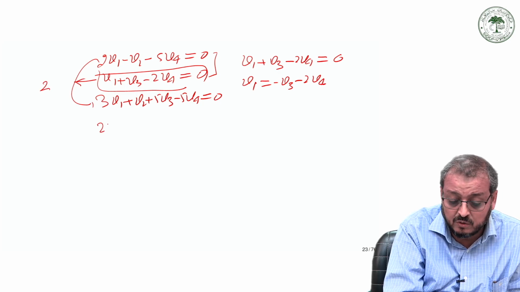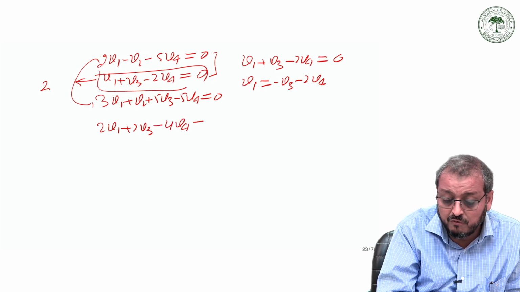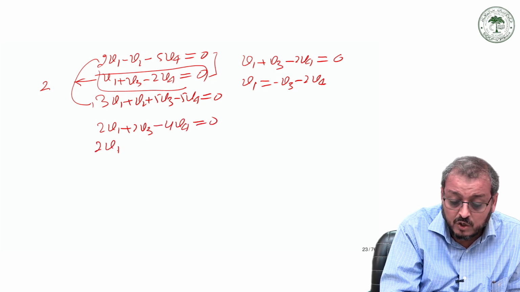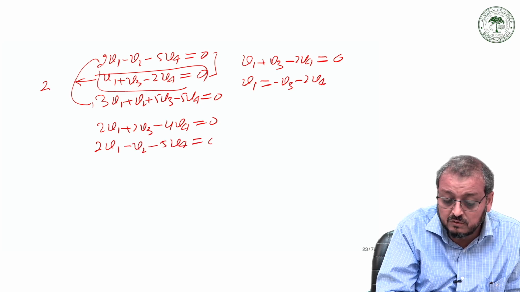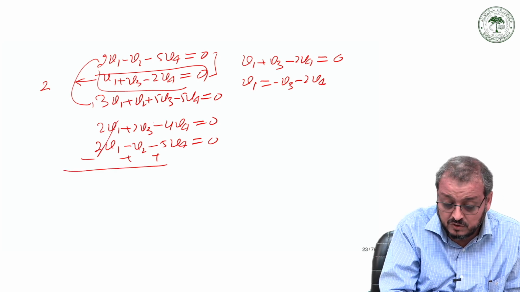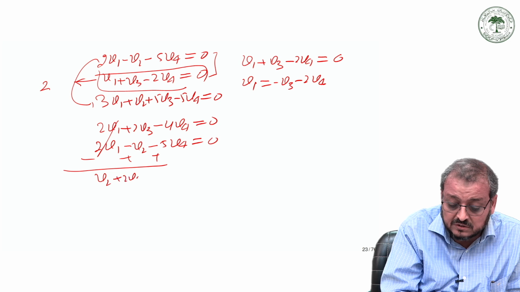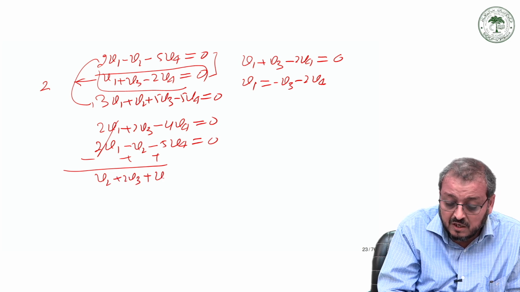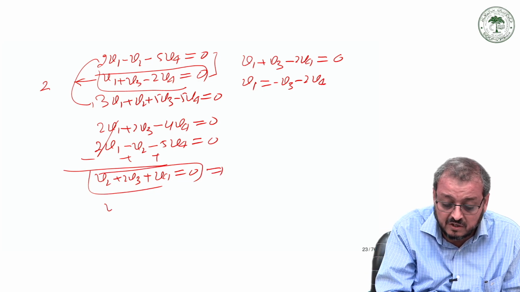We get 2V1 plus 2V3 minus 4V4 is equal to 0, and we have 2V1 minus V2 minus 5V4 is equal to 0. Subtracting, the V1 terms cancel out, and we simply get V2 plus 2V3 plus V4 is equal to 0. So from this equation, V2 is equal to minus 2V3 minus V4.